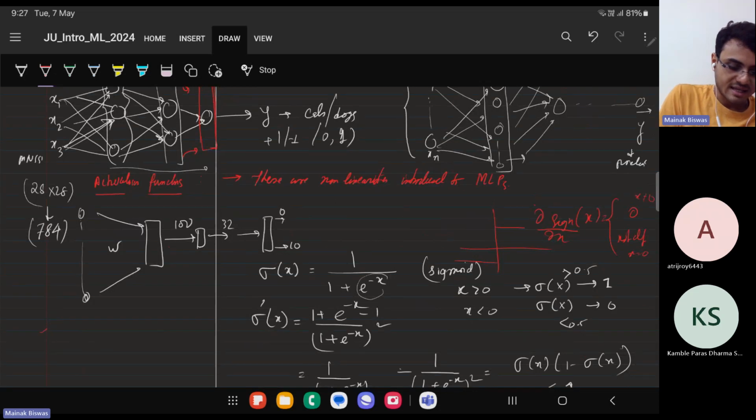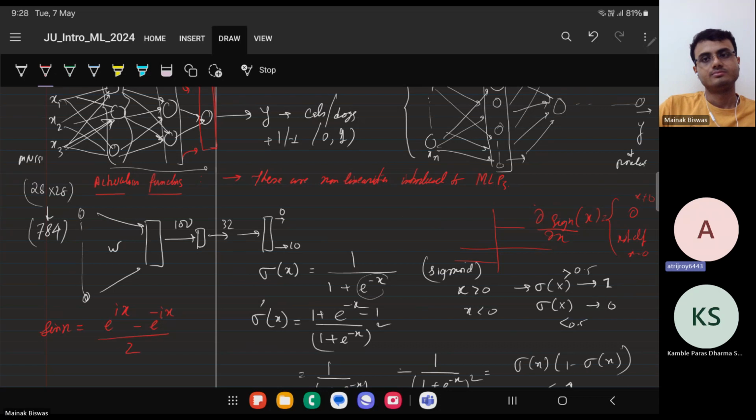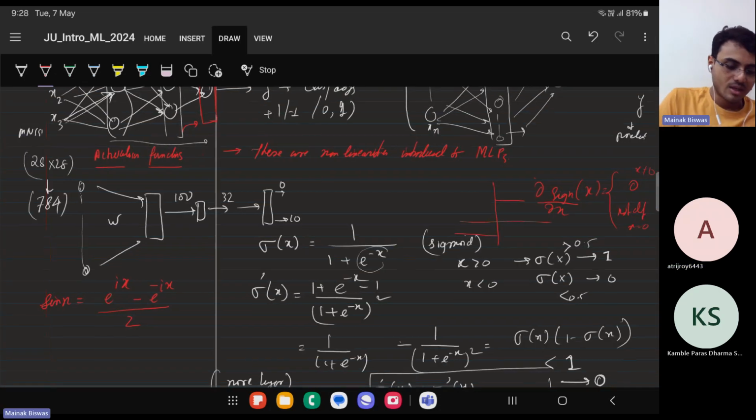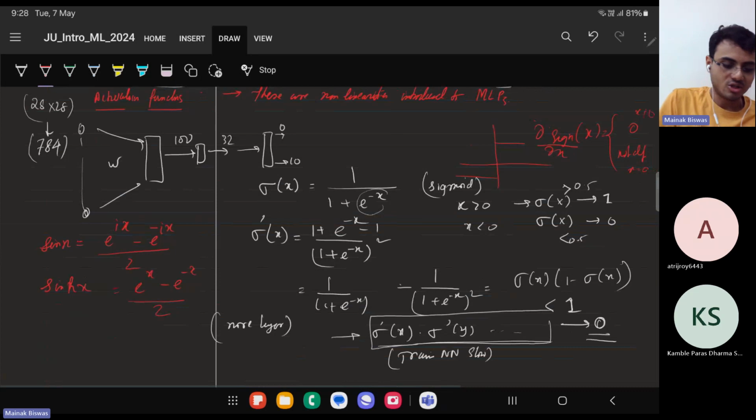So what is sin x? How can sin x be written? Can it be written as e to the power of ix minus e to the power of minus ix by 2i? Using De Moivre, yes. So sinh x is written as e to the power x minus e to the power minus x by 2. That's how you define tanh. Same idea, without the De Moivre, only real numbers define this tanh function.